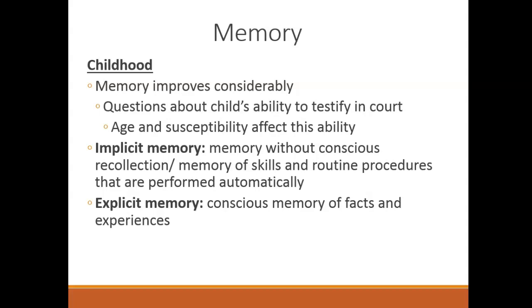Now, explicit memory is conscious memory of facts and experiences. So again, that's the difference between knowing how to ride a bike and remembering when you learned how to ride a bike. Those are two different things. So a conscious memory of facts and experiences. I remember that this happened, or I remember that this is a fact or a figure that I can recite. That's explicit memory.